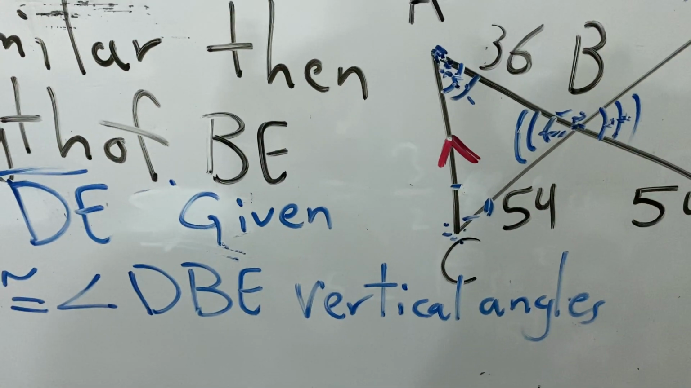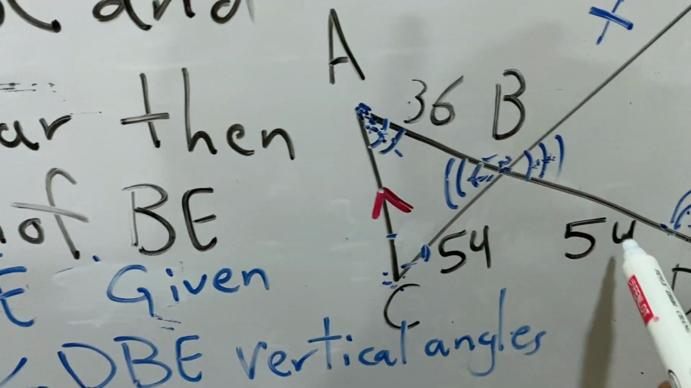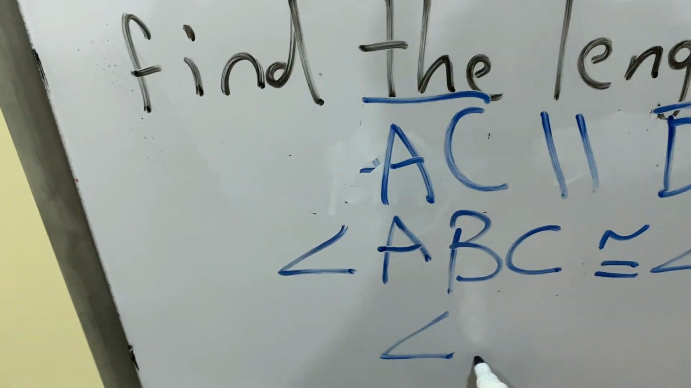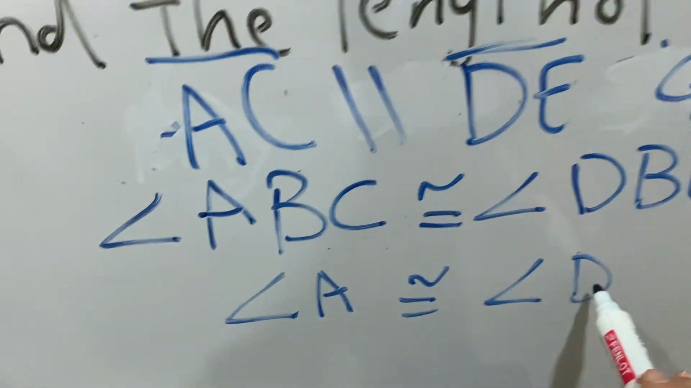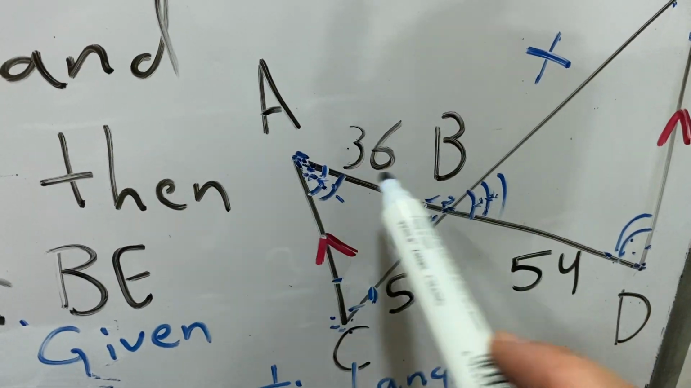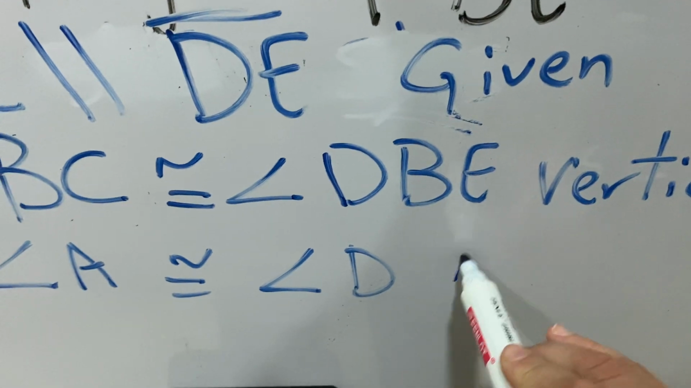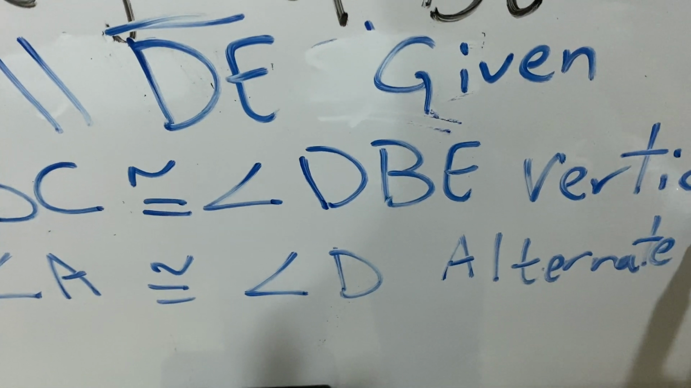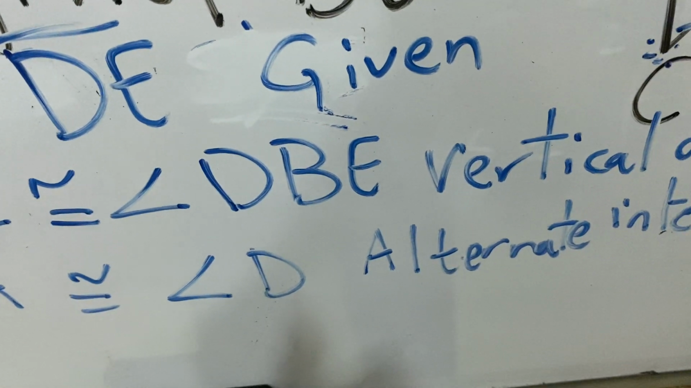Now we'll go and write about the alternate interior. As we said, these are parallel, then these are alternate interior angles. Then I can name them by one letter. So angle A is congruent to angle D. Alternate interior means they are alternate or opposite to each other. Angle A congruent to angle D. And we will mention the reason: alternate interior angles.